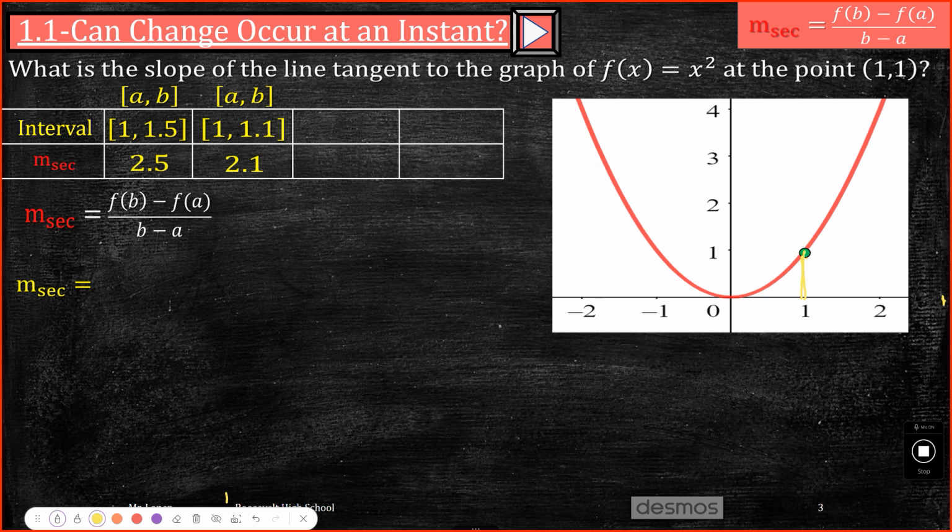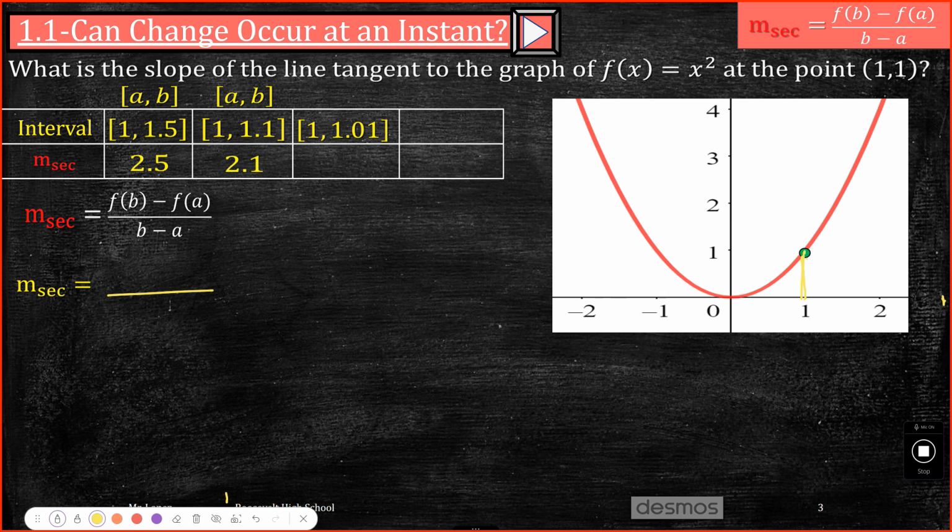Is it 1.01? Oh yes, it's 1.01. A dollar and a penny is very close to a dollar. So they're close to each other. You getting the idea of this? The idea is that the two points are getting closer and closer to each other, and we're going to do it again.